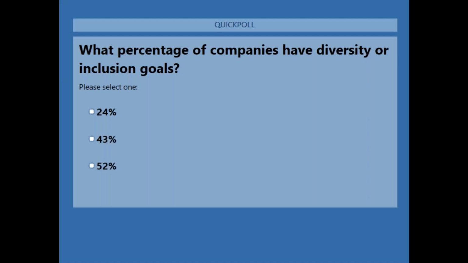I'd like to ask you all another question. We just opened a poll up to you all. What percentage of companies have diversity, equity, and inclusion goals? So out of the companies and organizations that we have within the US, what percentage of them do you believe have diversity, equity, and inclusion goals? Is it 24%, 43%, 52%? Put that in the chat, and then we'll share those results.